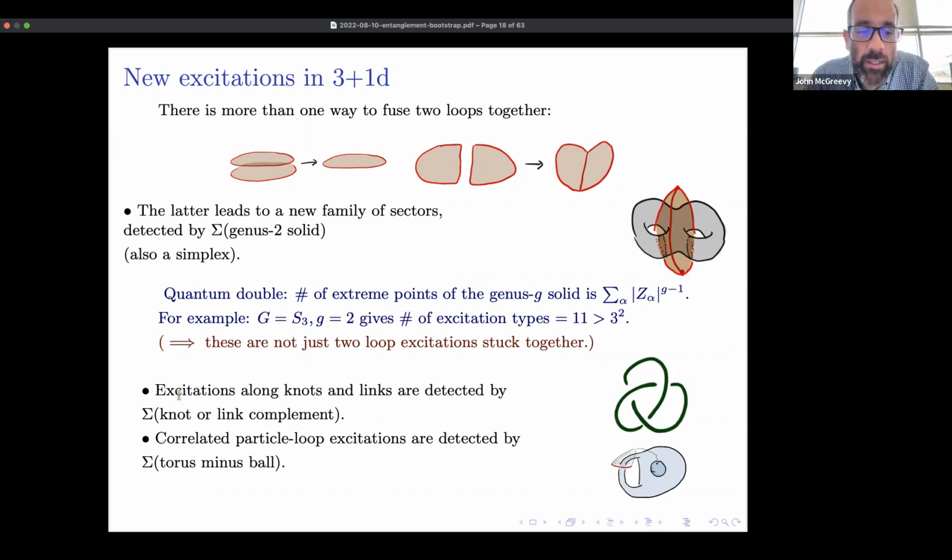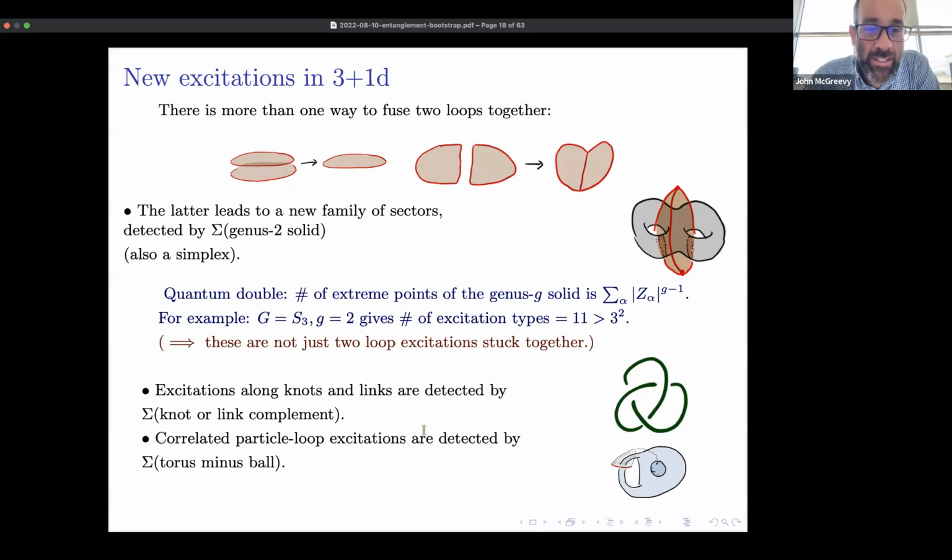So for example, we can consider an excitation which is shaped like a knot or a link, which are detected by the respective knot or link complement. Or for example, we can think about excitations which are a particle and a loop, which are correlated somehow, meaning they're created by an operator which is sort of part membrane, part string. And that's detected, for example, by the information convex set of a torus with a ball cut out of it. The particle goes inside the ball, the loop links with the torus. Okay, so you can see that there's a very rich story about possible topological excitations and what regions detect them.